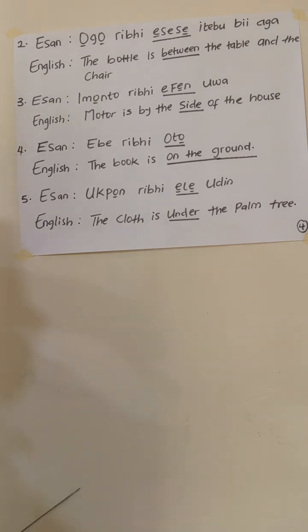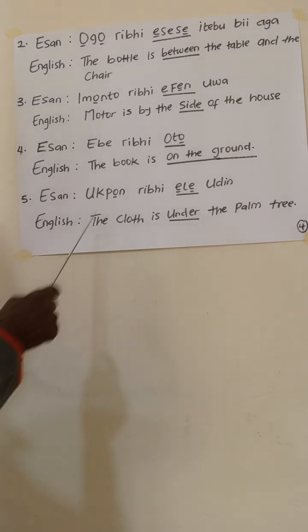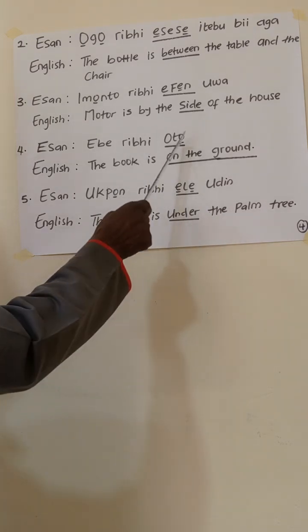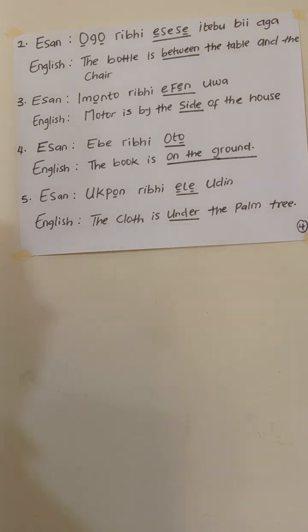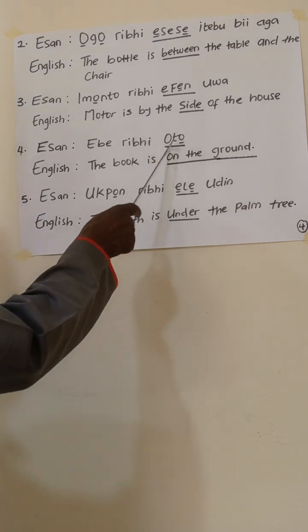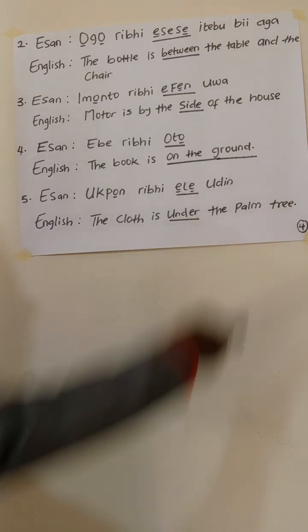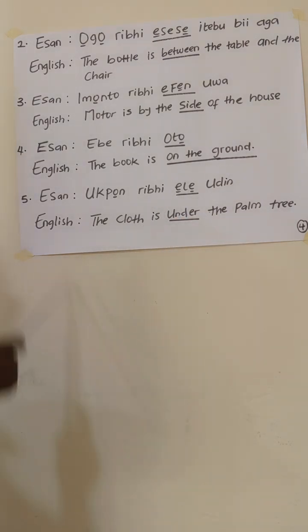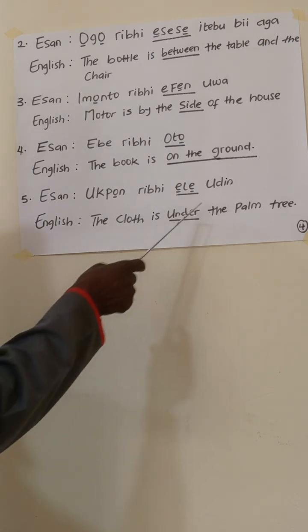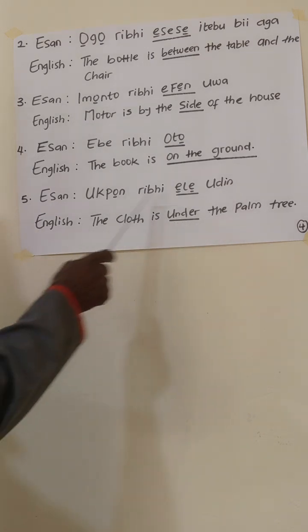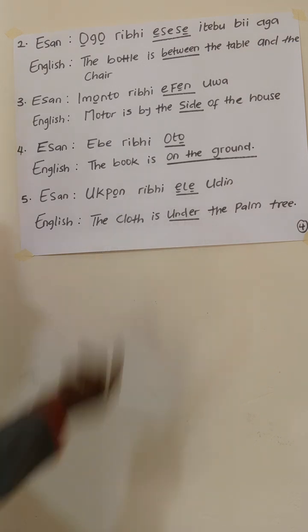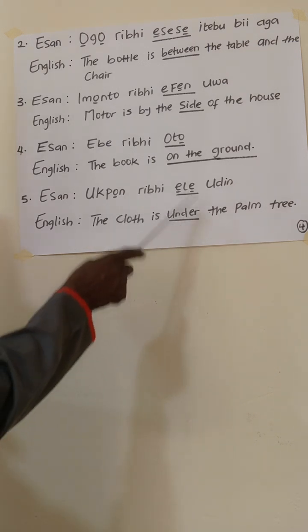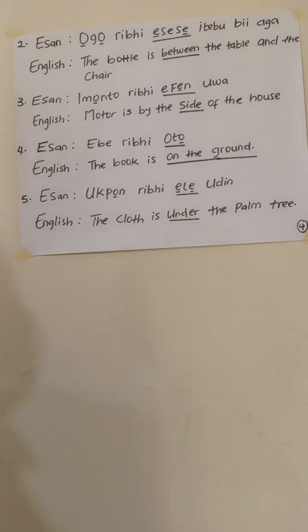Number 4. Eberiwoto. The book is on the ground. Riwoto is one and the same thing as on the ground in English. The preposition here is oto, as we have it here. On the ground here is the preposition in English. Then number 5. Ukmoriri ele udin. Ele means under, the same thing as they are underlined here, under. So we go to the other one, which is complex prepositions, and we'll see how they look.